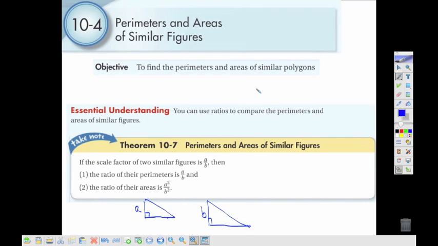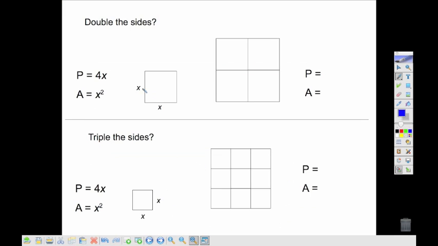In section 10.4, we're going to be looking at ratios between perimeters and areas when we have similar figures. There's really just two ideas that we need to know from this, and that's right here. If we have two similar figures, whatever the shape, if the ratio is A to B, then the perimeters are going to follow the same ratio. The area between these will change a little bit. The ratio will change by squaring that ratio, so it'll be A squared over B squared if we're talking about the areas. Okay, this is why that works.